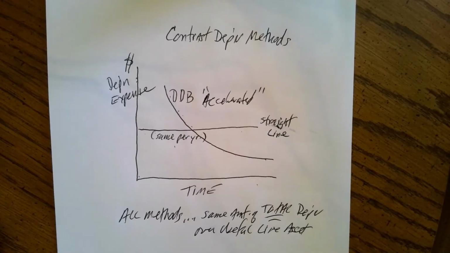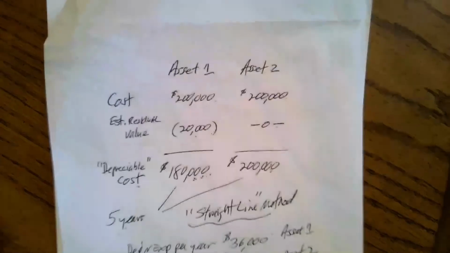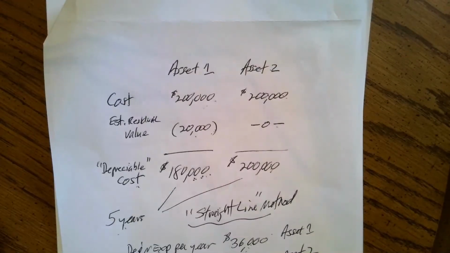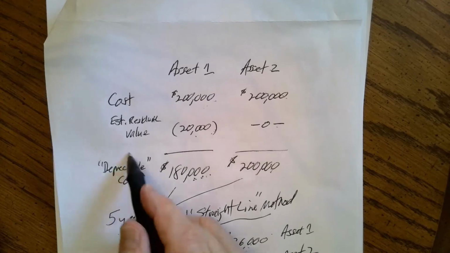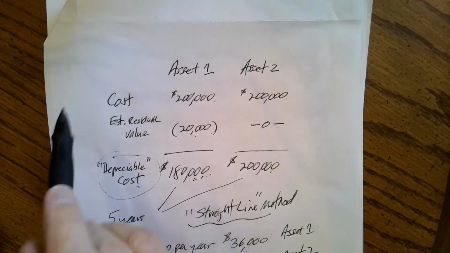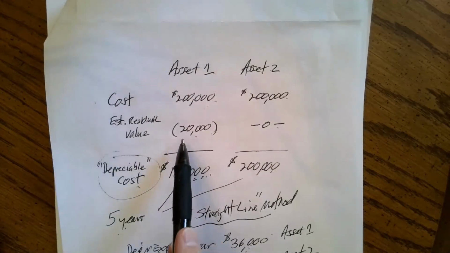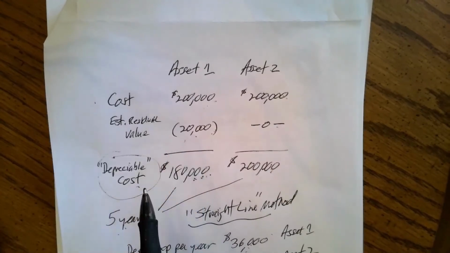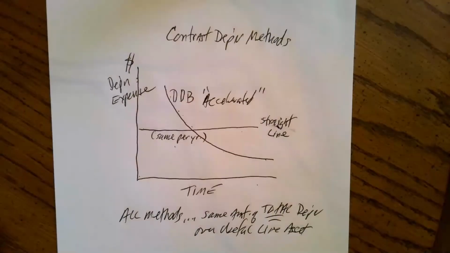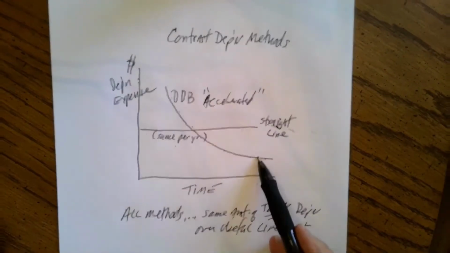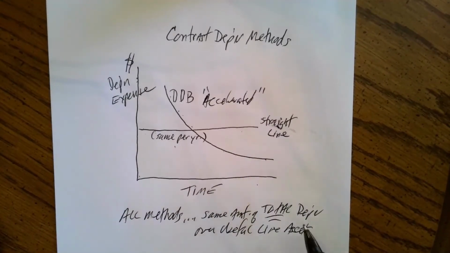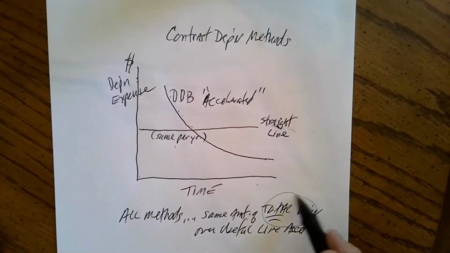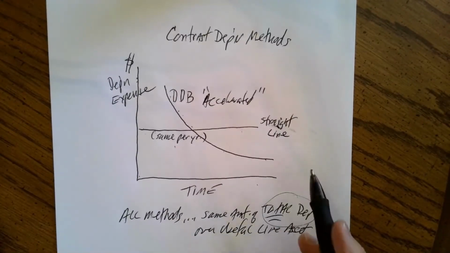Why? Because they're all expensing what's called the depreciable cost. So again, irrespective of the method of depreciation, they're all expensing the depreciable cost. Original cost less any estimated residual or salvage value. Different timings per year amount, but over time, the total depreciation expense is the same for all methods.